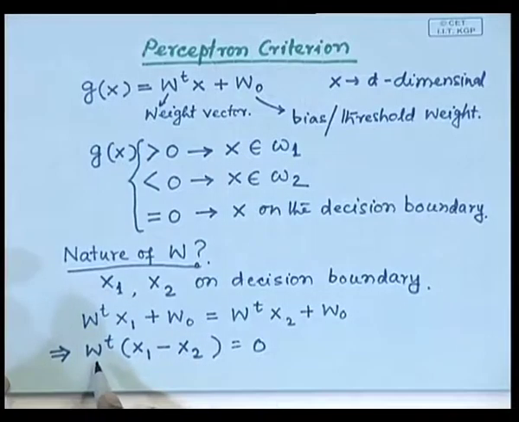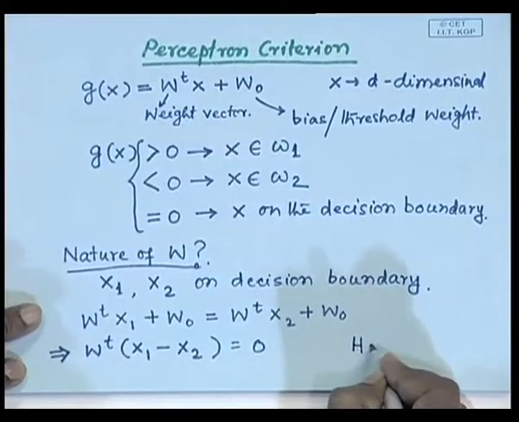And because this inner product is equal to 0, that clearly indicates that this vector w is orthogonal to any vector lying on the decision surface, because we have taken x 1 and x 2 arbitrarily. So, w transpose (x 1 minus x 2) equal to 0 indicates that vector w is orthogonal to any vector lying on the decision surface. Okay. That means, the vector w is orthogonal to the decision surface.